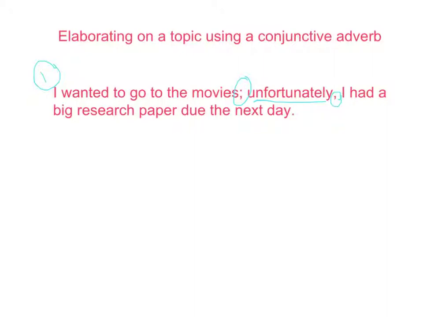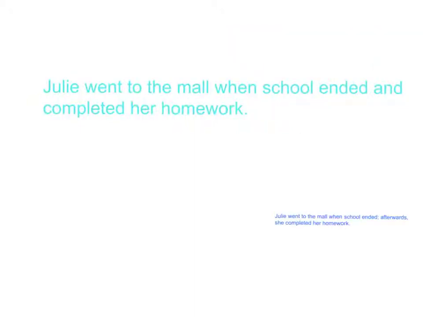I had a big research paper due the next day. So the research paper, or the second sentence, is telling us why they could not go to the movies. The following sentence is a good example of why we need to use conjunctive adverbs. If we look at the sentence, Julie went to the mall when school ended and completed her homework, there is technically nothing grammatically wrong with this sentence. However, if you read the sentence, it seems that Julie went to the mall when school ended, and at the mall is where she completed her homework.